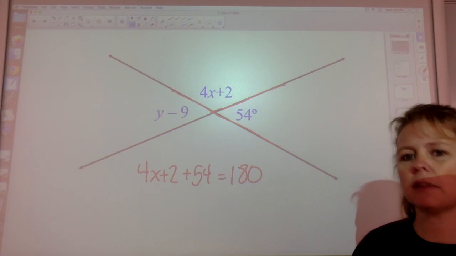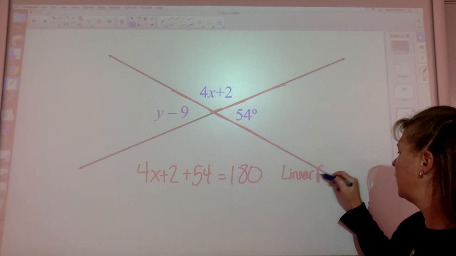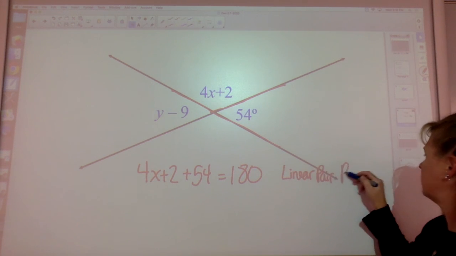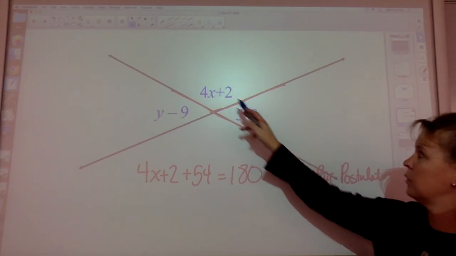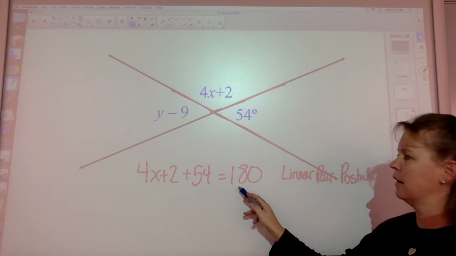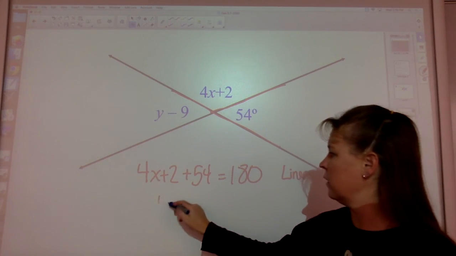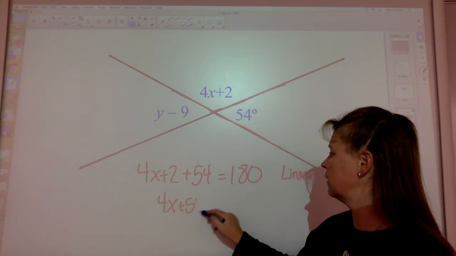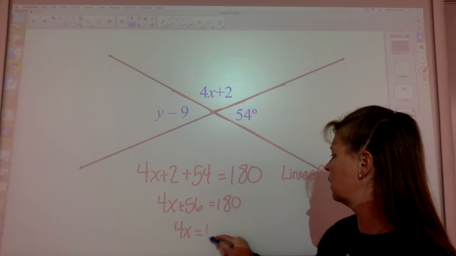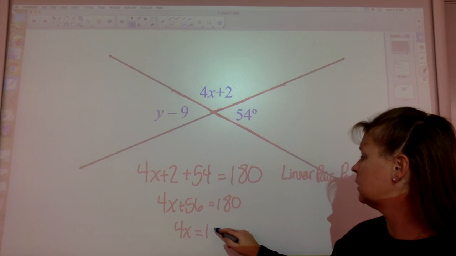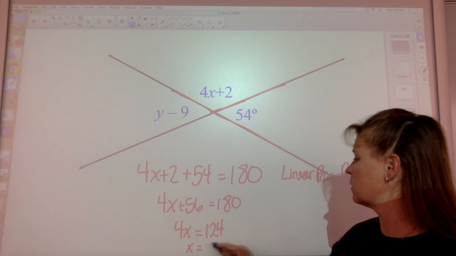Not sure if the assignment is going to ask you for a reason, but if you needed a reason, the linear pair postulate, you have to write the word postulate, because it says if two angles form a linear pair, then they are supplementary. Go ahead and do the math here. You get 4x plus 56 equals 180. 4x equals 124. And x equals 31.